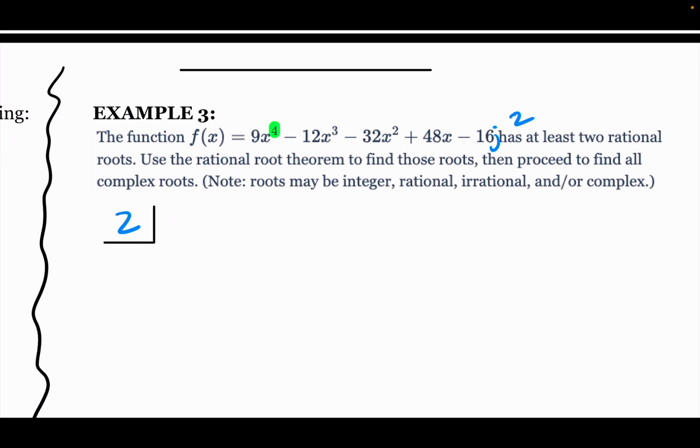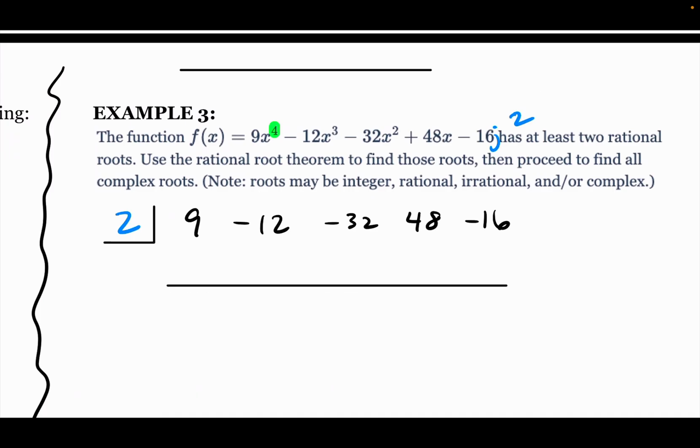So what am I going to put next? What goes with here? 9, there you go. 9, negative 12, negative 32, positive 48, negative 16. I realized a horrible mistake and fixed it. Oh, perfect. Also, on my work, it's kind of confusing. Basically, in case I get it wrong, does 2 work? It does work.